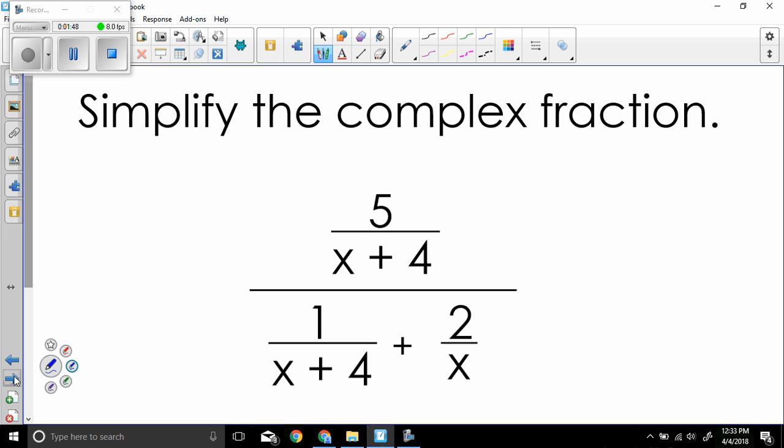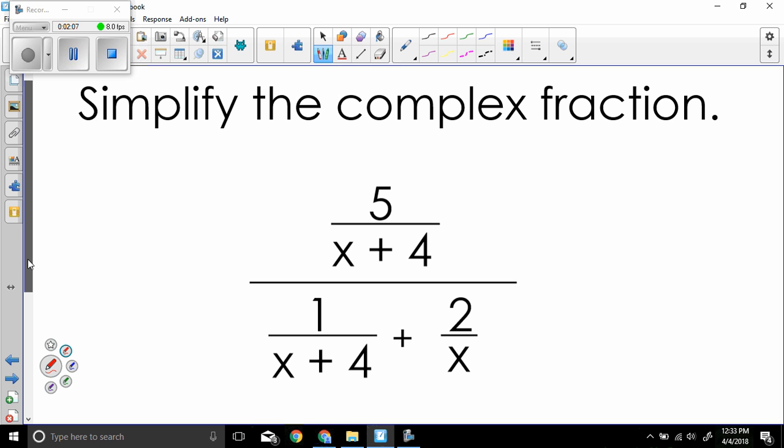All right, now that you've had a chance to read what a complex fraction is and write down the method, now we are going to try to actually do a problem. I have a problem up here on the board. You should pause this video right now and write it down. All right, now that you've gotten this written down, the very first thing that I want to do is find the LCD of all the fractions.